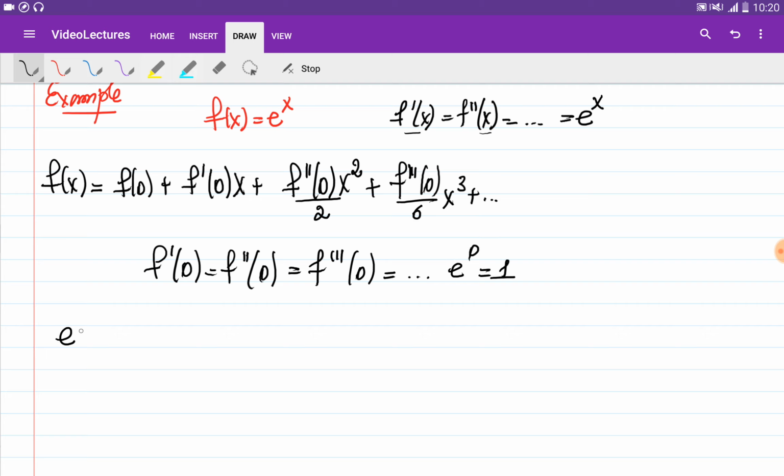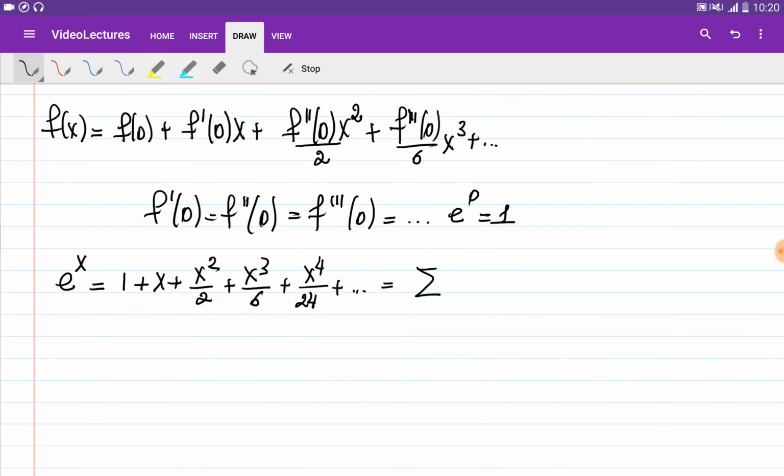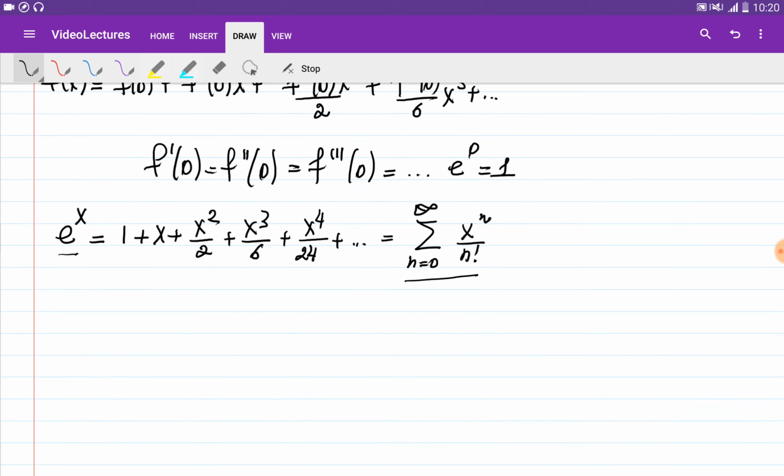So that is why we can write down e to the power of x equal to 1 plus x plus x squared over 2 plus x cubed over 6 plus x to the fourth divided by 4 factorial, 24, plus and so on, right? We can write this down as the summation, n goes from 0 to infinity, of x to the power of n divided by n factorial. So it appears e to the power of x can be written as an infinite polynomial. So actually, we can get a value of e using polynomials.